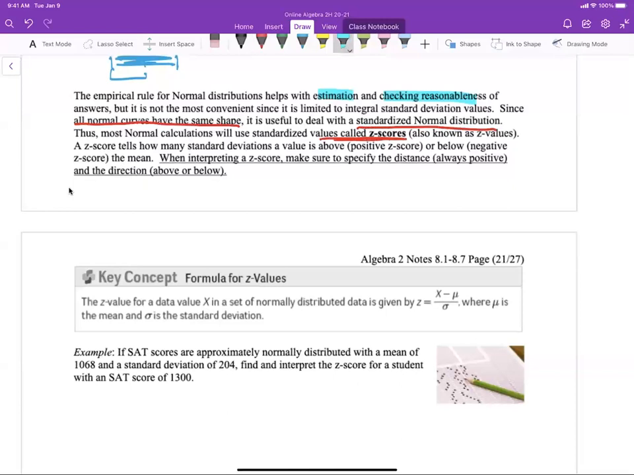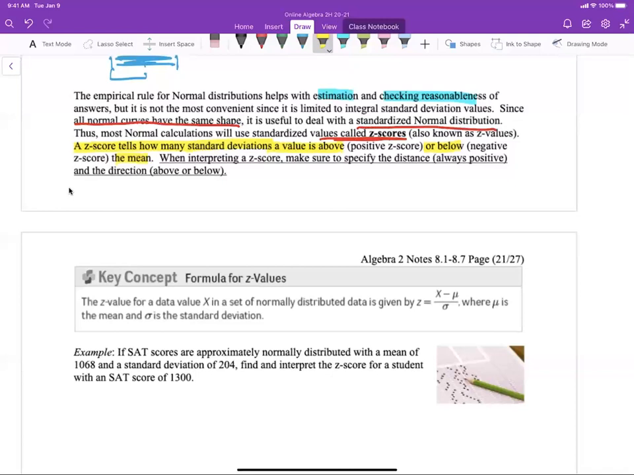All right, so we've got to understand what the z-score is. A z-score tells you how many standard deviations a value is above the mean, that means it's a positive z-score, or below the mean, that means it's a negative z-score. When we interpret a z-score, we will specify the distance, the magnitude of the z-score. It will always be positive.